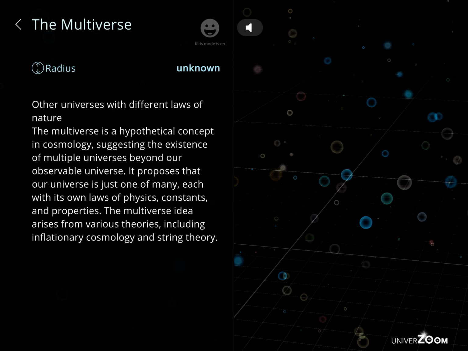The multiverse. Radius unknown. Other universes with different laws of nature. The multiverse is a hypothetical concept in cosmology, suggesting the existence of multiple universes beyond our observable universe. It proposes that our universe is just one of many, each with its own laws of physics, constants, and properties. The multiverse idea arises from various theories, including inflationary cosmology and string theory.